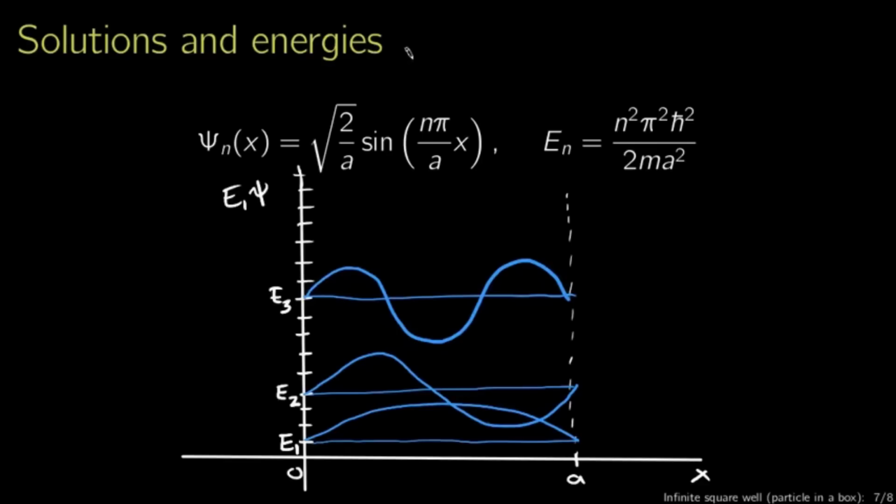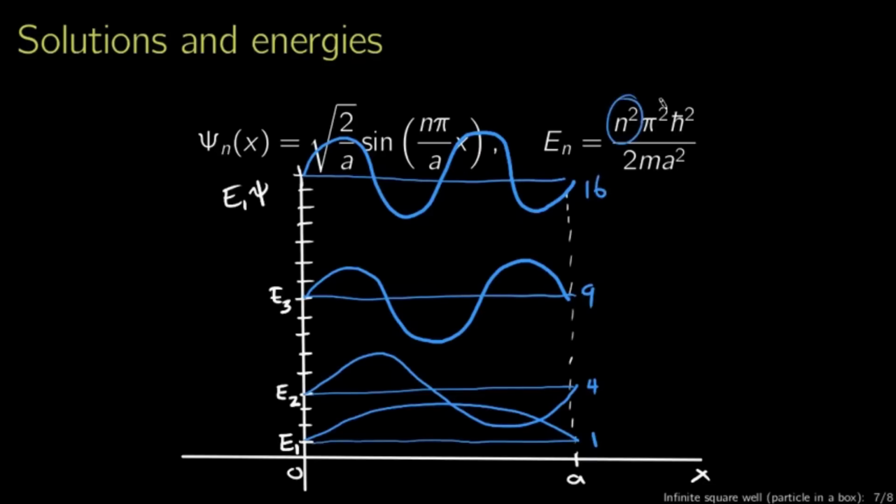And you can continue on. If I go up to, say, 4, E4 is going to be at 16 times E1. It's going to be somewhere up here. It's going to look something like that. So, half a cycle, 2 half cycles, 3 half cycles, 4 half cycles, gradually moving up in energy from effectively 1 to 4 to 9 to 16, going up as n squared.